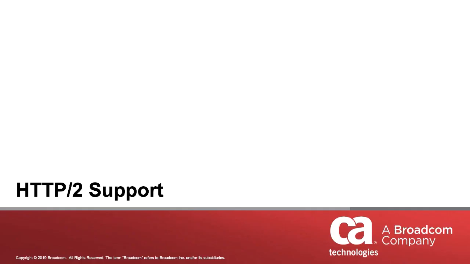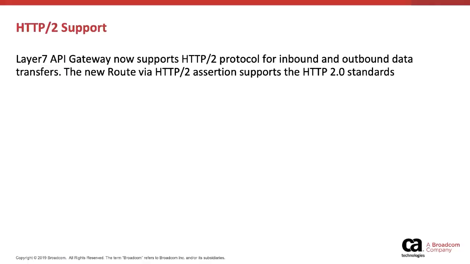The API Gateway now supports the HTTP2 protocol for inbound and outbound data transfers. Inbound traffic is supported by the HTTP2 Transport Protocol, and outbound traffic is supported by the route via HTTP2 assertion.